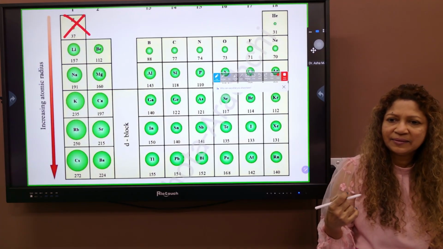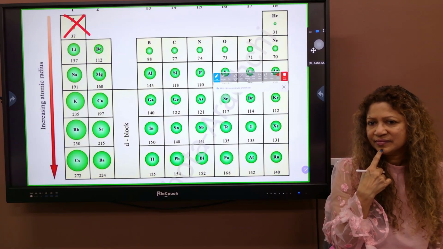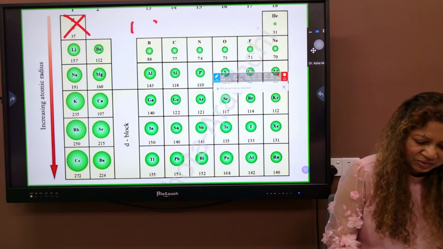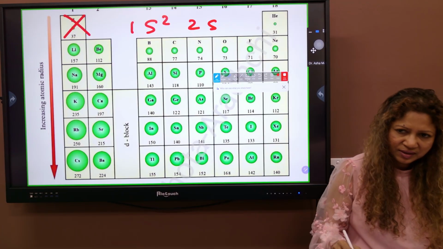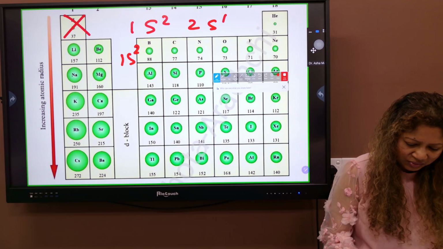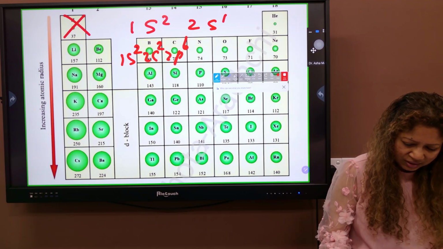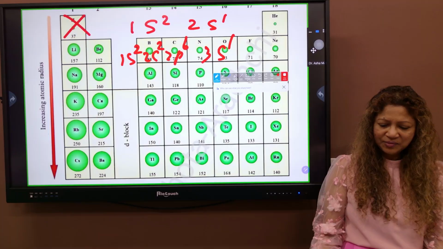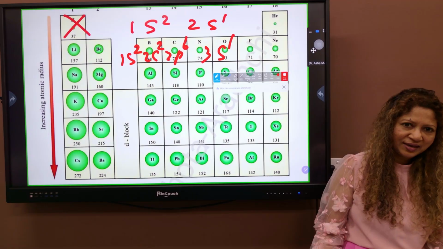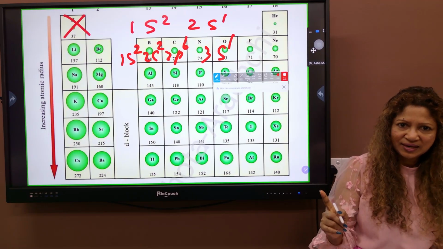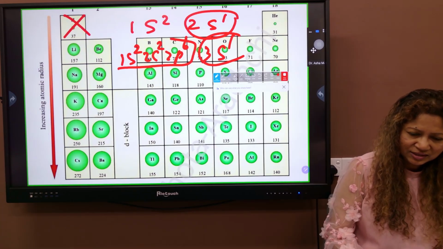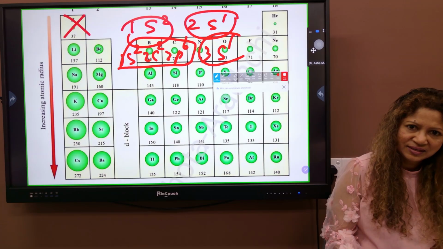Just think and tell me. What is the electron configuration of lithium? 1s2, 2s1. Okay, I'm going with sodium. Then 1s2, 2s2, 2p6, 3s1. Now tell me, what is the ion they can make? Just a +1. Why is that? Once you remove this electron, you reach the inert configuration. That is the reason. Understood?